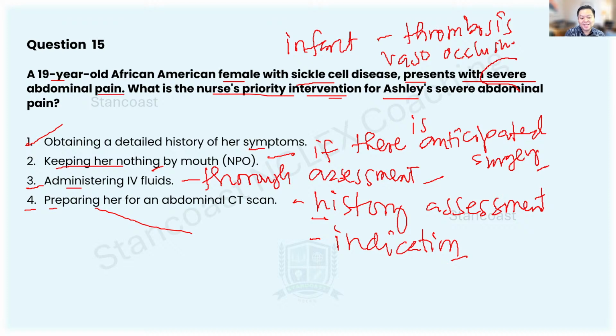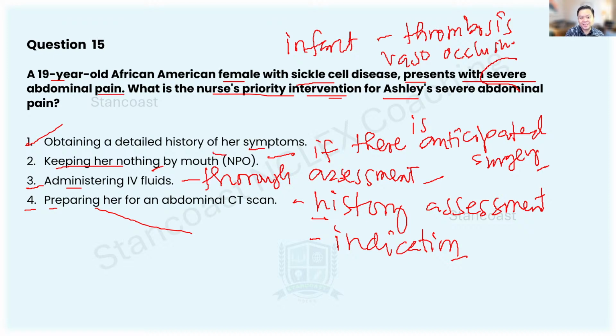We need to ask the patient, how long ago did you start having this pain? How bad is it on a scale of 1 to 10? What is the characteristic of your pain? Did it come like a knife-like sensation? Was it sudden? Was it abrupt? Was it a gradual pain? So make sure you do that assessment first.